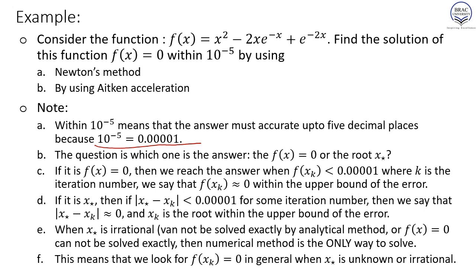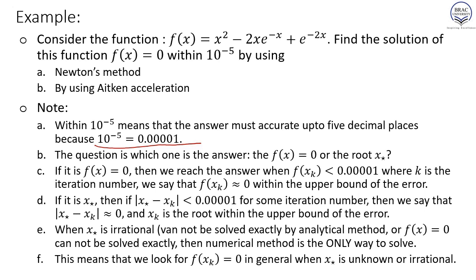So let's move on further. If it is f of x equal to 0, that is what we are looking for. That means we are looking for the solution of f of x equal to 0 within 10 to the minus 5. This means that after iterations, whenever we reach f of xk less than 0.000001, within 6 decimal points, or 5 for 10 to the minus 5, where k is the iteration number, then we say that within that bound f of xk is approximately 0 because it is less than 10 to the minus 5. So anything below 10 to the minus 5 will be treated as 0. That is the upper bound of the error.